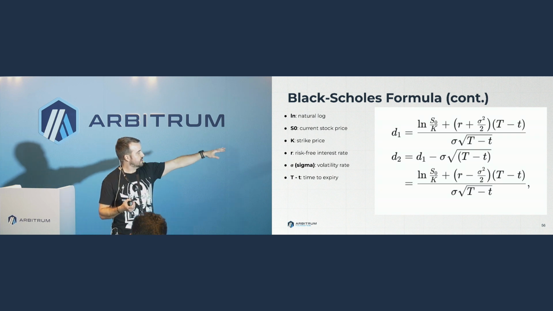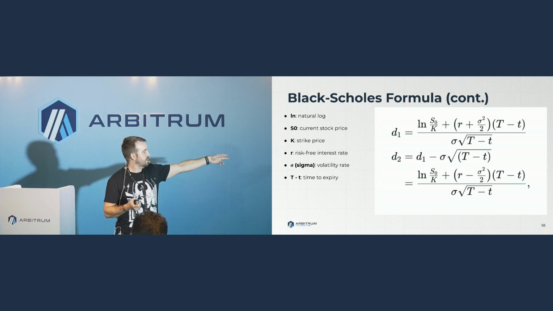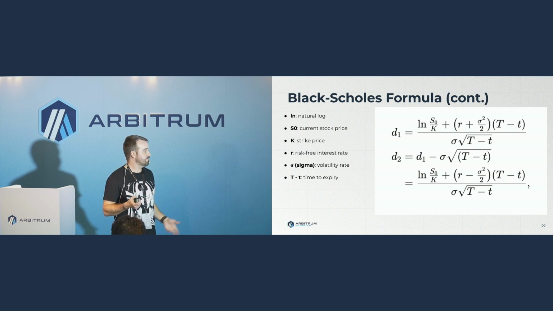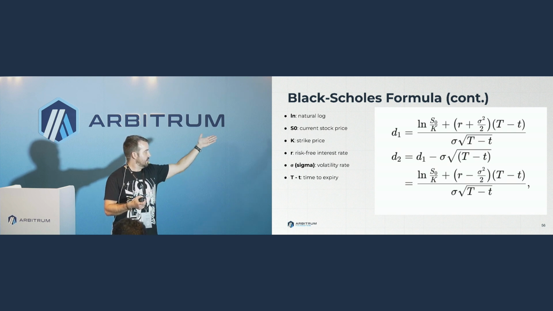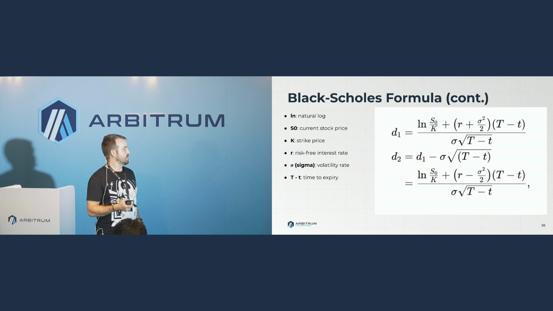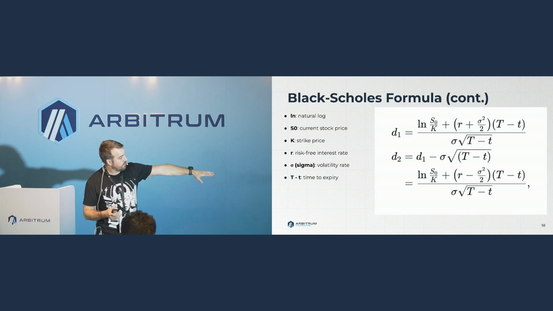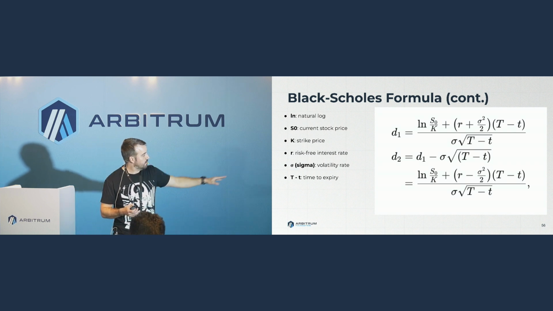But yeah, so we're just multiplying. T minus t is the time to expiration. You see it on the top and the bottom. D2 is just D1 minus the volatility rate times the square root of the time to expiration. The simplified version of all that is at the bottom.